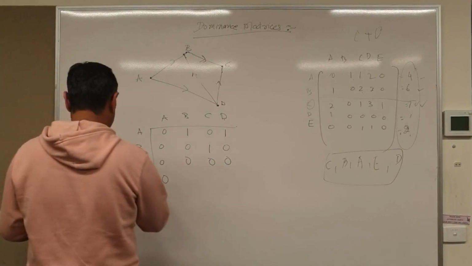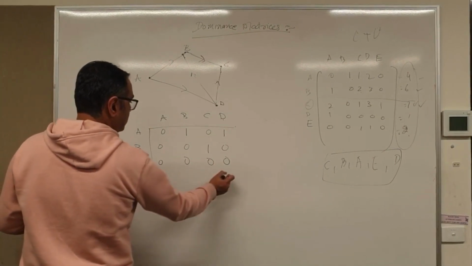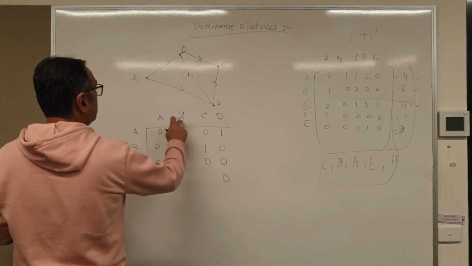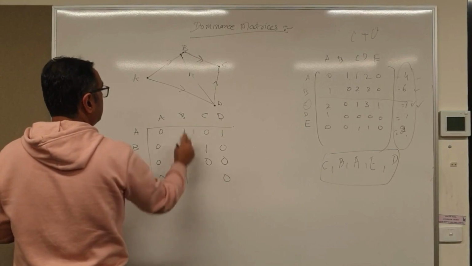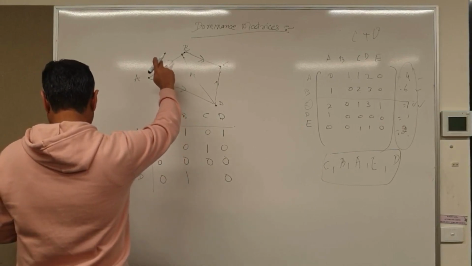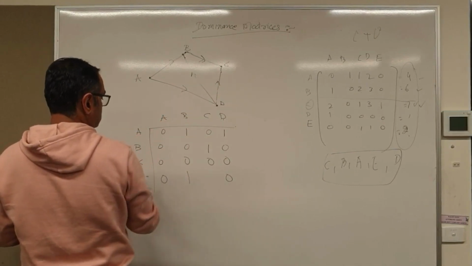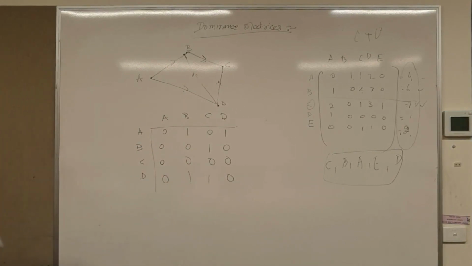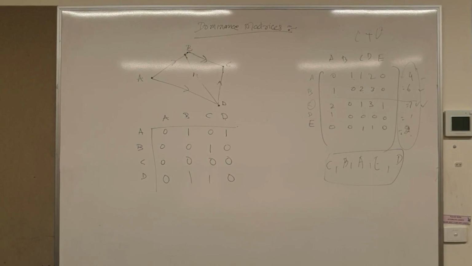And the last one, D to D is a 0. And this is D to B is a 1. And D to C is a 1. Does that make sense? Now can you do question 1 please, part A. Can you construct the dominance matrix?